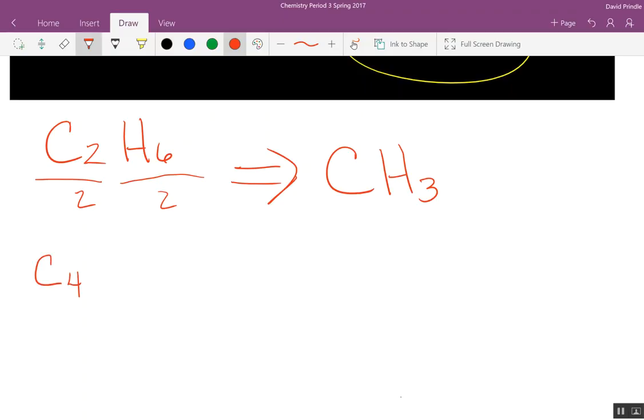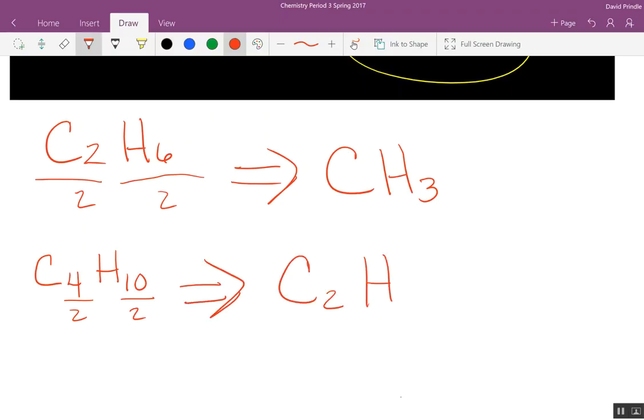Another one would be butane, which would be C4H10. And again, we can divide these, 4 and 10. 4 won't go into 10, but 2 goes into both. And so it's going to be C2H5 for the empirical formula.